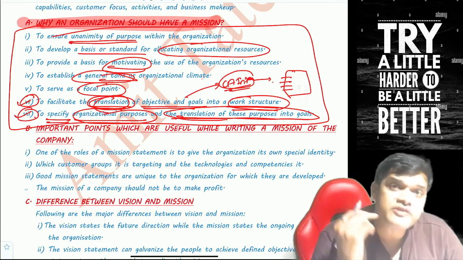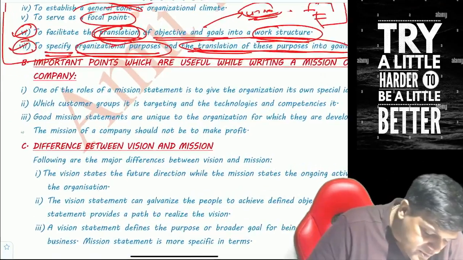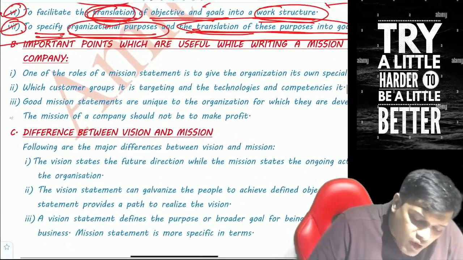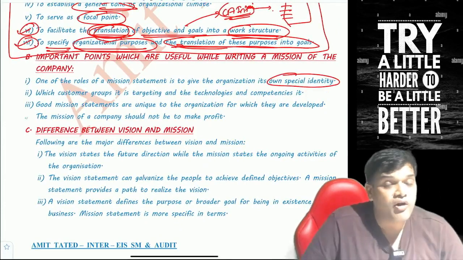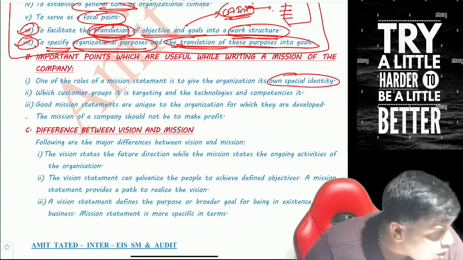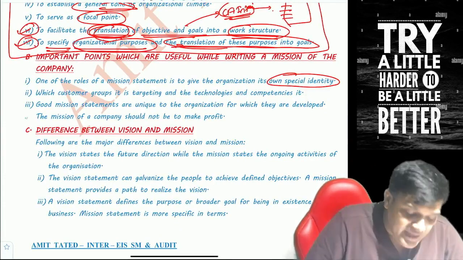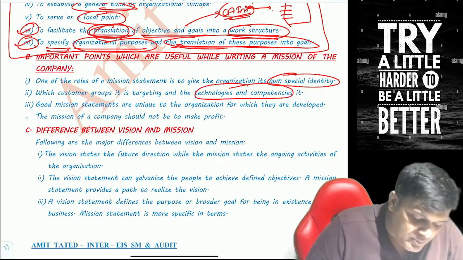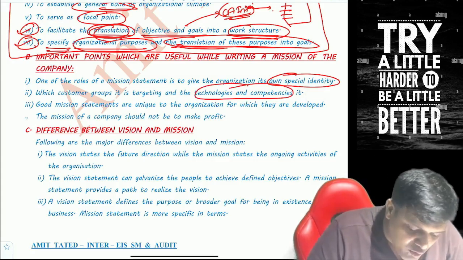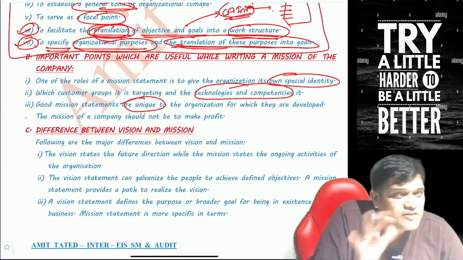To have a best mission, do you think we should have a best mission? The answer is yes. To have a best mission, we need to understand what should be included. First of all, it should give the organization a special identity. When I'm on that mission, that is giving me an identity. Second, in my mission, I'll be discussing my technologies and competencies. What are my technologies and what are my competencies? Third, the mission statement will definitely be with respect to the company's point. The company should be unique. Your mission and my mission statement should not be the same.